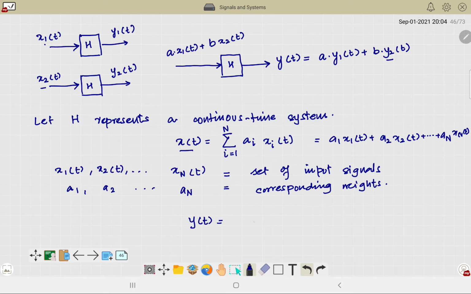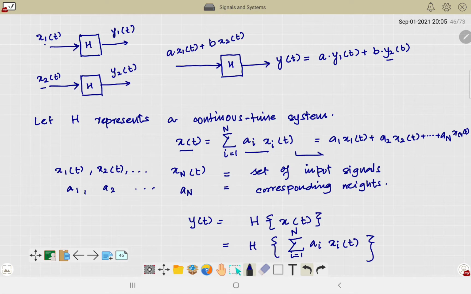Now when this input x of t is applied to my system, I can write that y of t is equal to the transformation h on this input signal x of t. Since x of t is itself a sum made up of these weighted components, I can write it as the sum, i running from 1 to n, of ai xi(t). Let's call this equation 1. Let's call this equation 2.